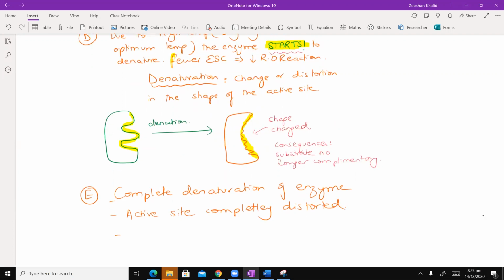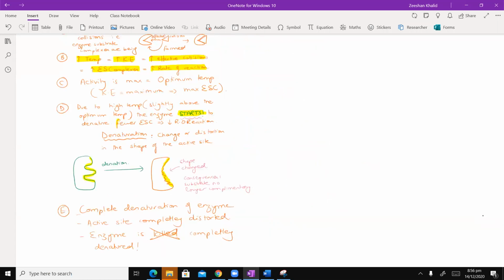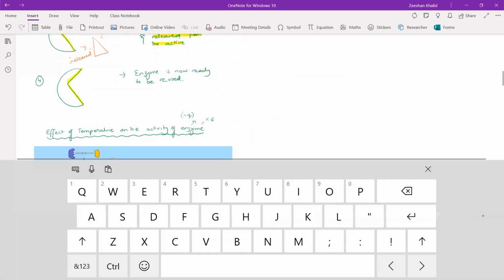Students often write a sentence here which I will write and then correct: enzyme is killed. No, it is not killed. You don't use this word. It is completely denatured. An enzyme is not a living thing, so we don't have to use this word. So the enzyme is completely denatured. Okay, so this is basically the effect of temperature.